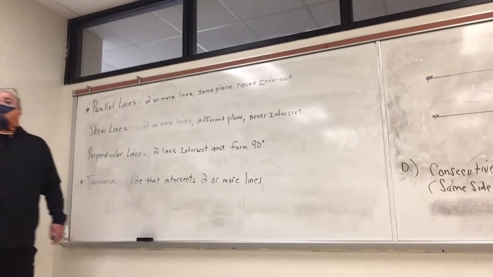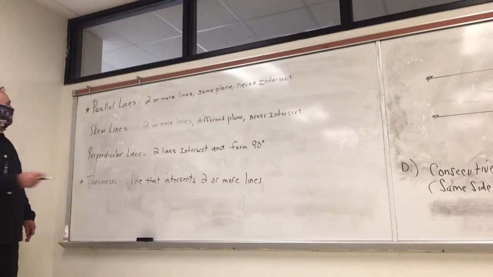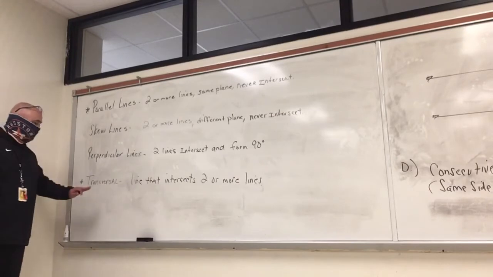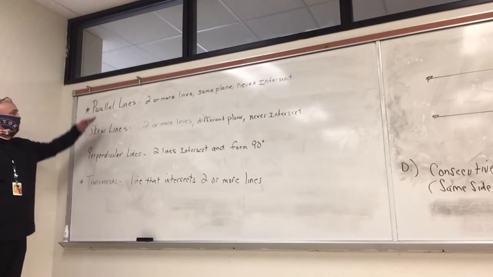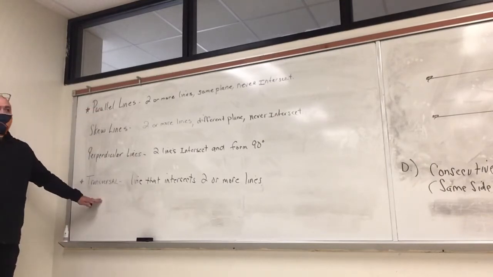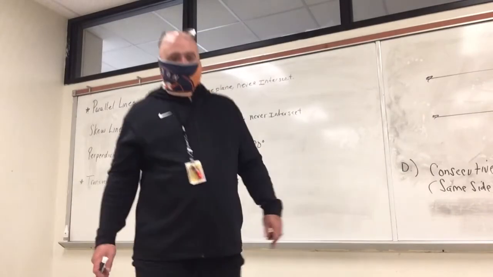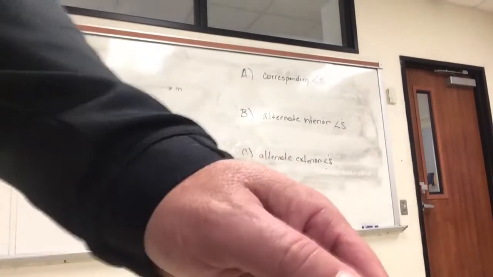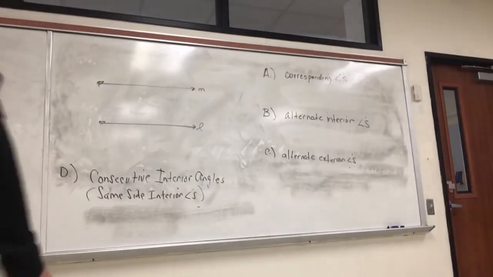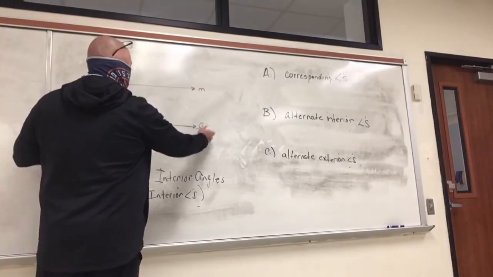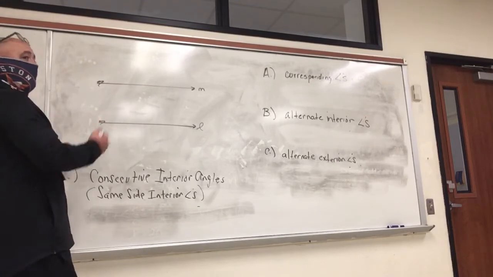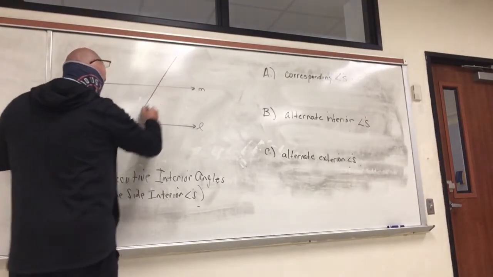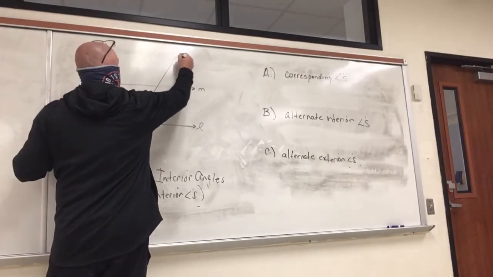What's most important today is that you know what parallel lines are and that you know what a transversal is. Because all your work today will be with a parallel line and a transversal. And this is what a transversal looks like. So we got M and L, and they're parallel to each other, and they're in the same plane. They're never going to cross each other. Then I got this transversal, and this transversal comes down through here, and we'll call this T.